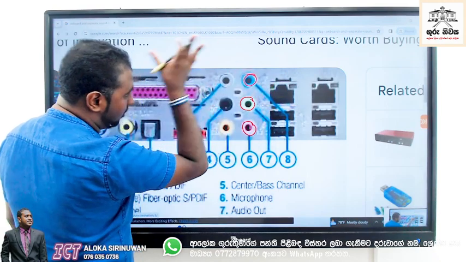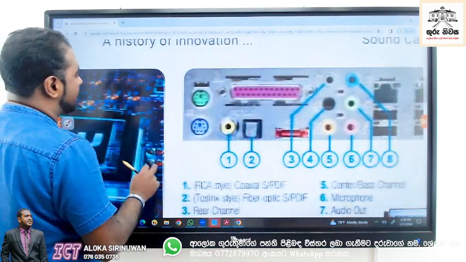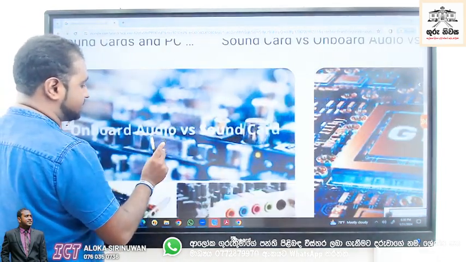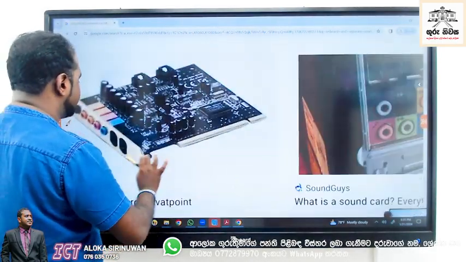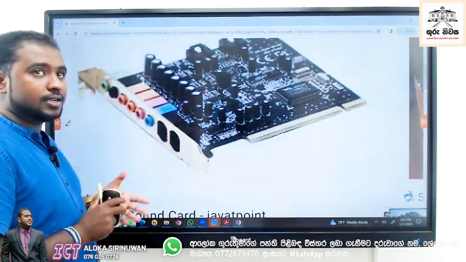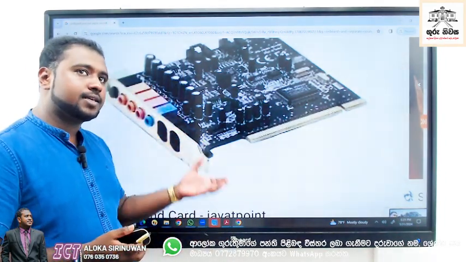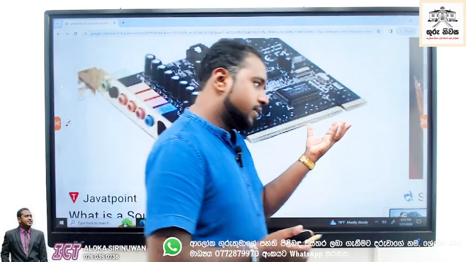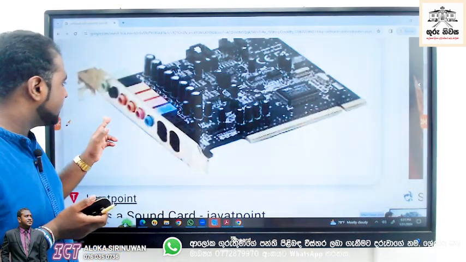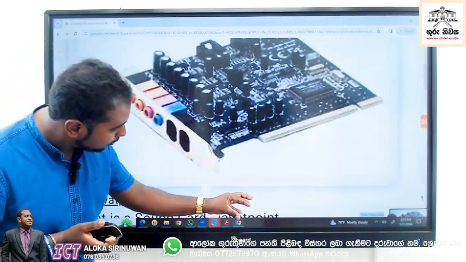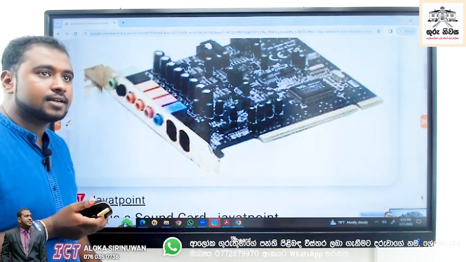So this is the onboard sound card. Even so, you can add any advanced sound card separately, like this. A separate sound card can be added to your computer motherboard. When added, it also has the same series of jacks as in the onboard sound card. Understood? A series of jacks.